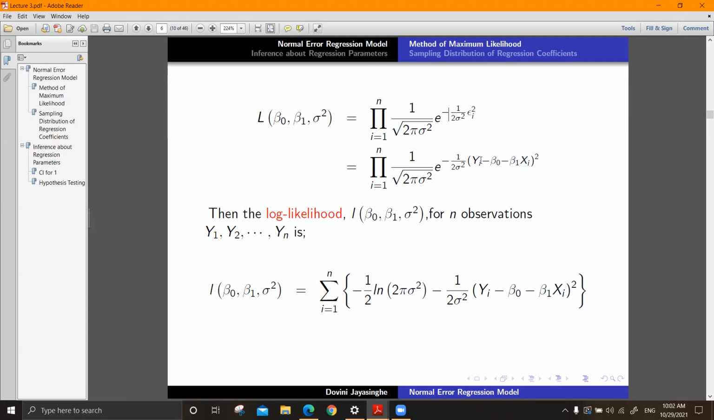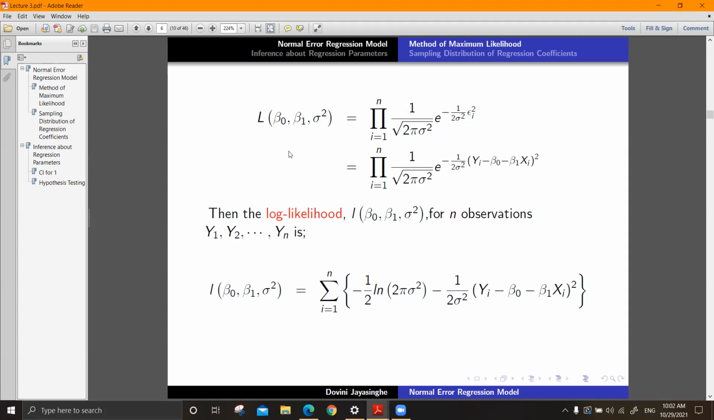You can isolate the error term. So yi is equal to beta naught plus beta 1 xi plus error. So when you isolate the error, it becomes this. You substitute that because you are interested in estimating not the error, but beta naught, beta 1, and sigma squared. So you have to write this error term in terms of betas. That is what is basically done here.